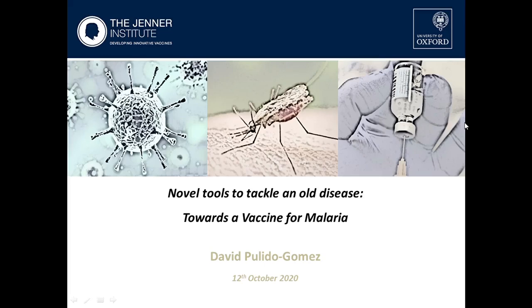Today I'm going to give you a brief overview about vaccine development against malaria, and I will also briefly talk about our latest results at the Jenner Institute at the University of Oxford. I am David Pulido Gómez. So let's start.